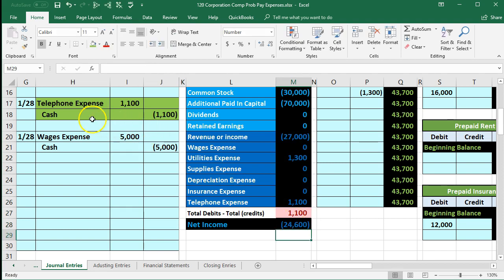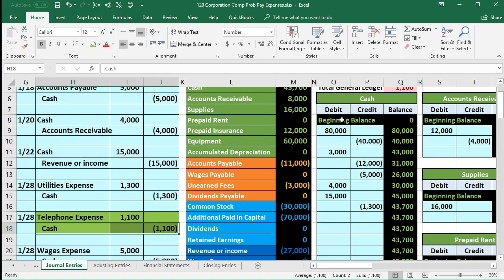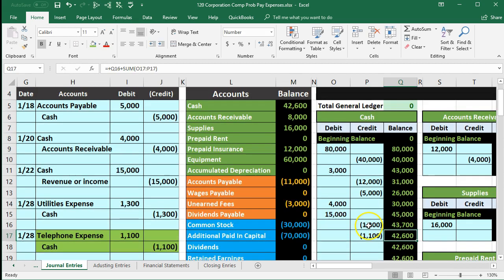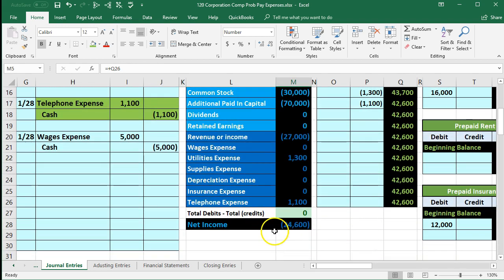So now we're going to have the cash. Here's the cash we want to record. Here's the cash account, our first account. We want to be on the credit side. We're in cell P17. Within P17, we're going to say equals. Point to that 1,100, bringing the 43,700 down by 1,100 to 42,600. That amount then also on the trial balance, putting us back in balance. And there we go, 24,600 income, not loss.